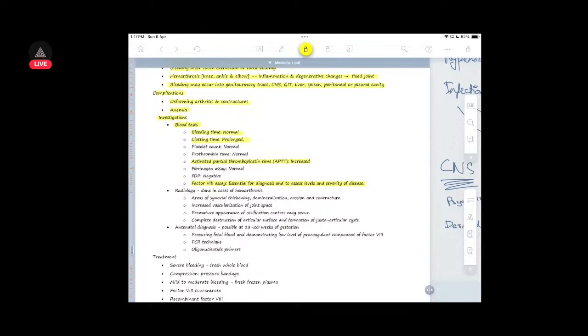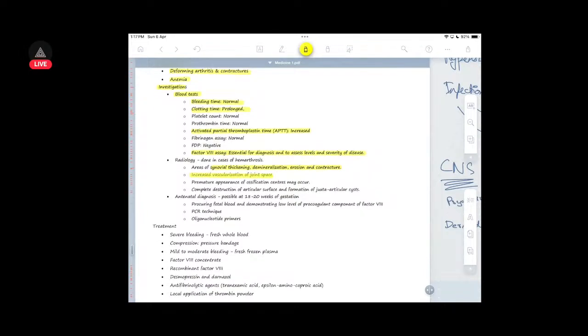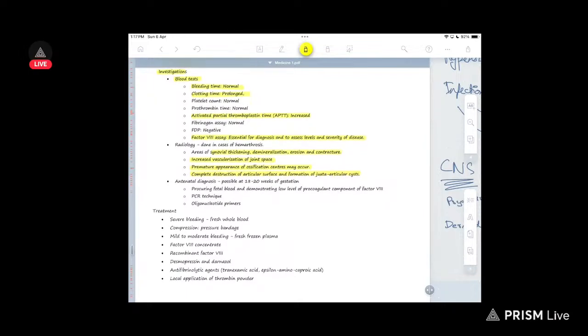So radiology is done in cases of hemarthrosis. Synovial thickening, demineralization, erosion and contracture will be seen. Increased vascularization of the joint space, premature appearance of ossification centers may also be seen, and complete destruction of articular surface and formation of juxtaarticular cysts.